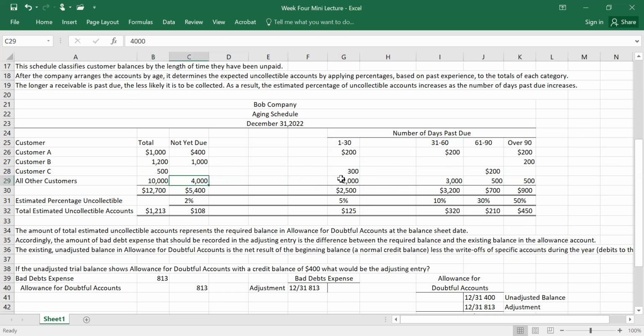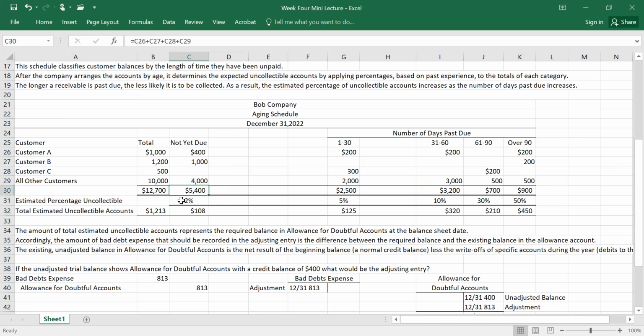4,000 of that is not yet due. 2,000 is 1 to 30 days past due. 3,000 is 31 to 60 days past due. 500 is 61 to 90 days past due, and 500 is over 90 days. So we have to have an estimated percentage of the uncollectibles. So this is the percentage we believe will not be collectible. So for the not yet due, we think that's 2%.